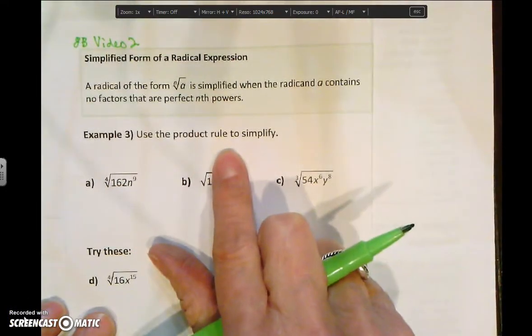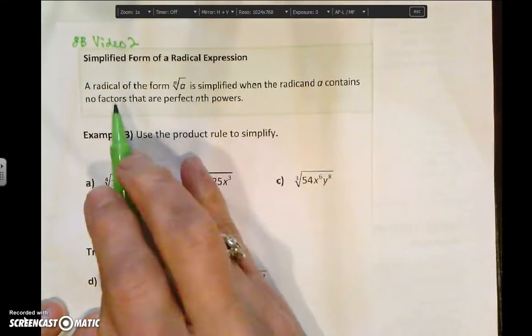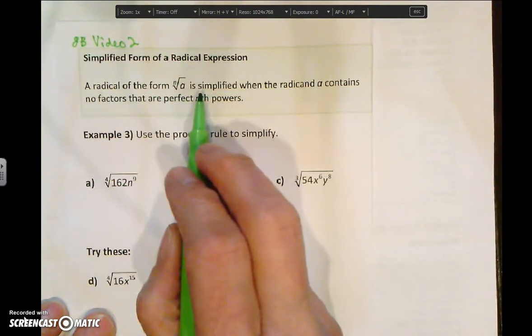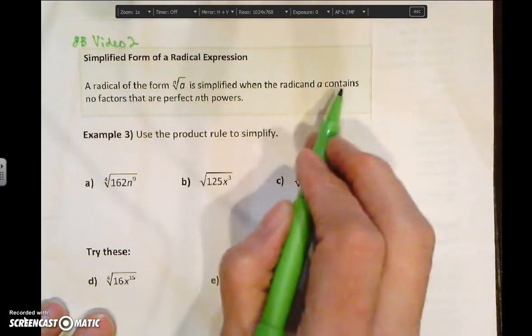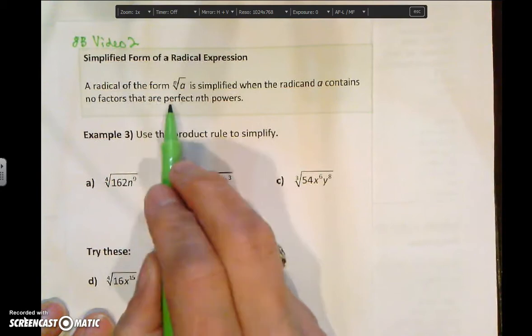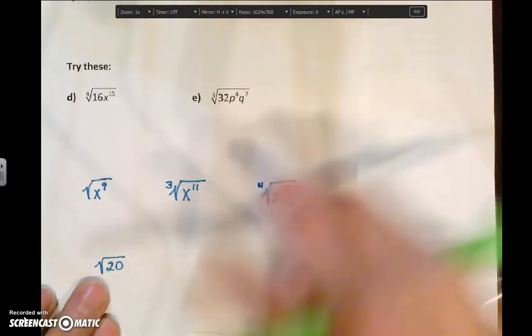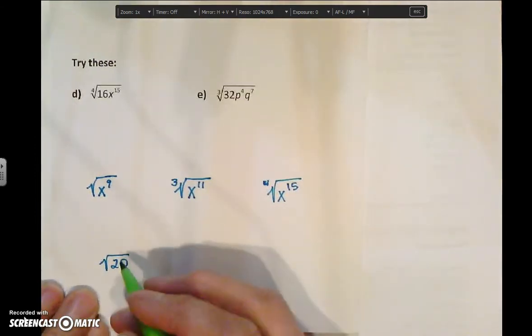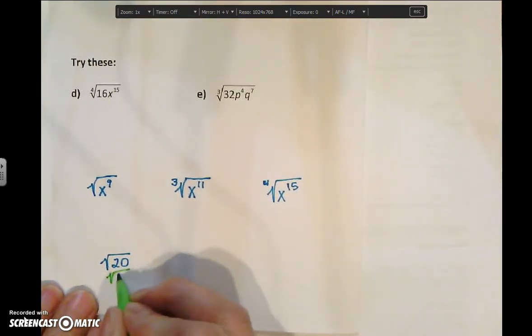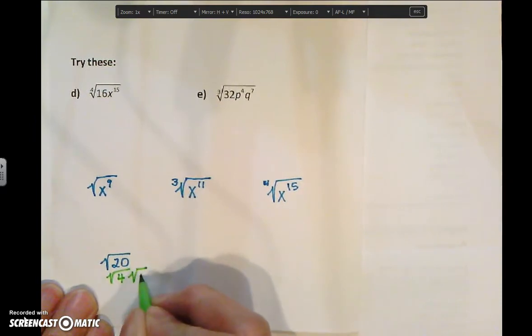A simplified form of a radical expression. A radical of the form the nth root of a is simplified when the radicand a contains no factors that are perfect nth powers. Now, I know y'all are quite good at this from geometry, but remember when you did the square root of 20, you can do this in your head without showing this middle step.